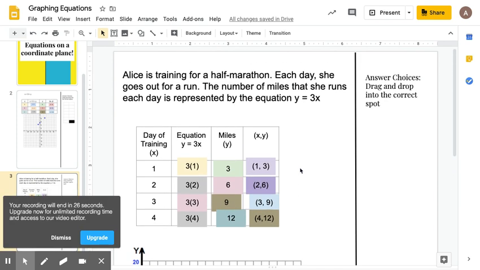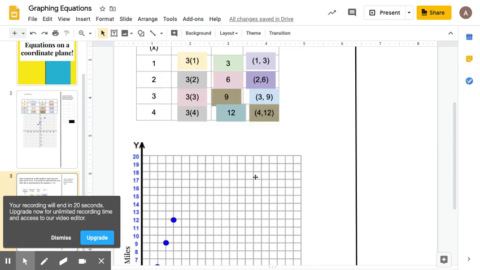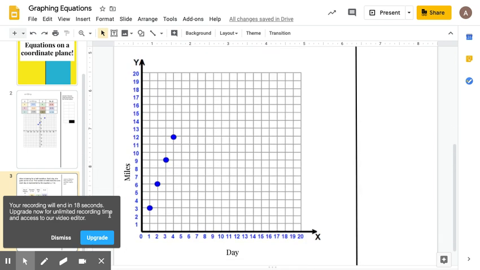So on your assignment for today, please make sure that you are following the directions, dragging and dropping the correct values into the right spots in the tables, and then graphing your equations. And reach out to me if you have any questions.